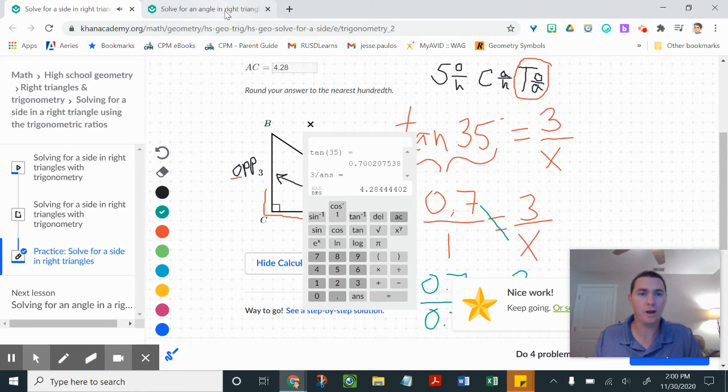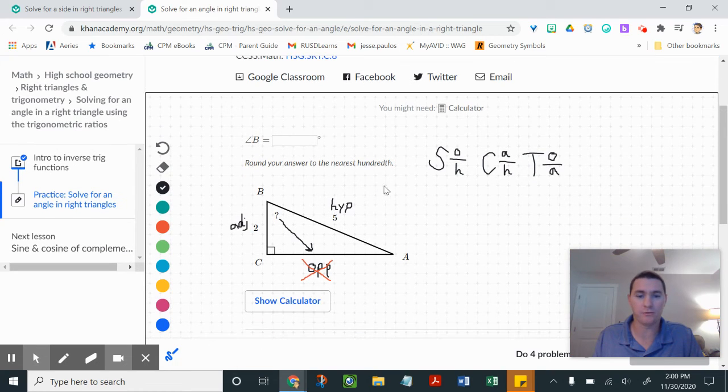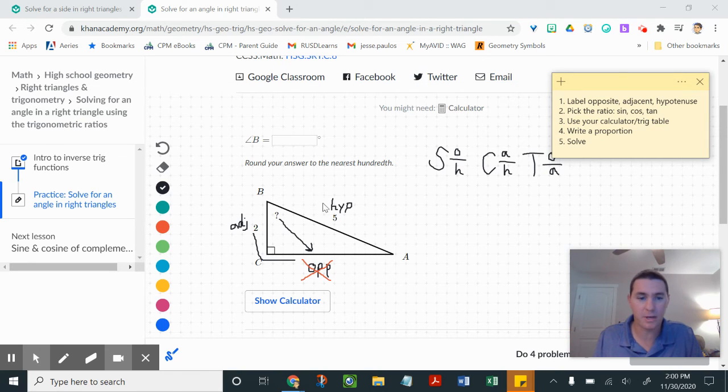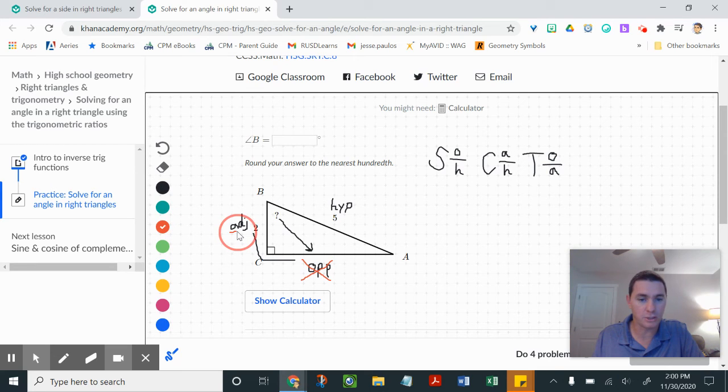All right, now let's take a look at what happens when we're solving for an angle in right triangles. Well, we follow the same steps. Notice here, I've labeled opposite, followed my perpendicular to get the adjacent, and then I labeled the hypotenuse. Okay, according to our steps, next I need to pick our ratio, sine, cosine, or tangent. Well, we're using the adjacent, we're using the hypotenuse. We are not using the opposite. So A and H is going to lead us to the cosine ratio.